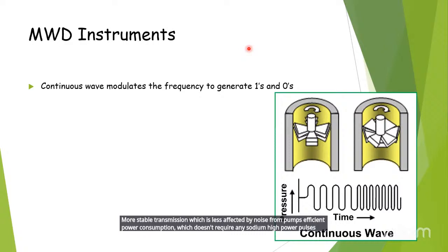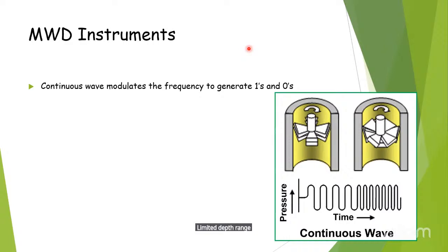And for the disadvantages of the continuous wave, which is more complex signal processing, requires advanced surface decoding, more susceptible to mud flow variations, limited depth range, which is signal can degrade over long distance. So this is the main concept of the continuous wave telemetry in the measuring while drilling instrument.